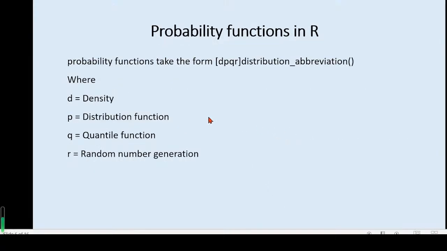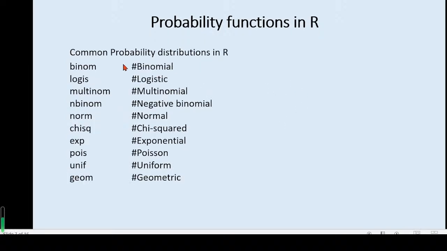So we see the probability functions. In R, probability functions take the form of one of the letters in dpqr, then a distribution abbreviation. D means density, P means distribution function, Q means quantile function, R means random number generation. And for the probability distribution abbreviation, there is binomial, logistic, multinomial, negative binomial, chi-square, normal, and so on.